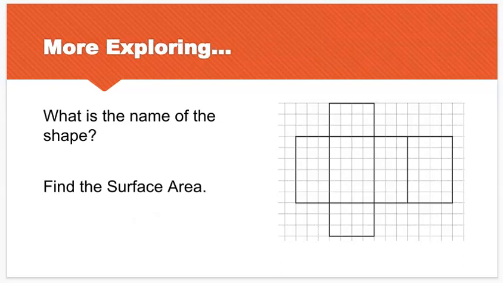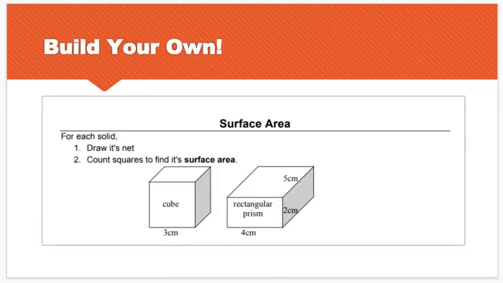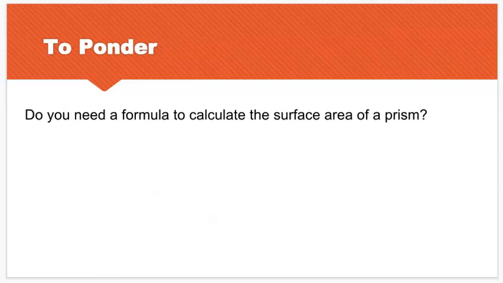So here's a net. This would be a rectangular prism. You could try this activity. Here's two solids. Draw their nets and then count the squares to find the surface area. This is a very special rectangular prism called a cube. And then this is a rectangular prism. Do we need a formula for these things? I think with the nets you can do it without a formula.